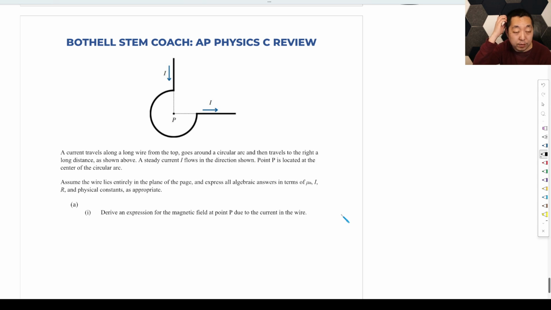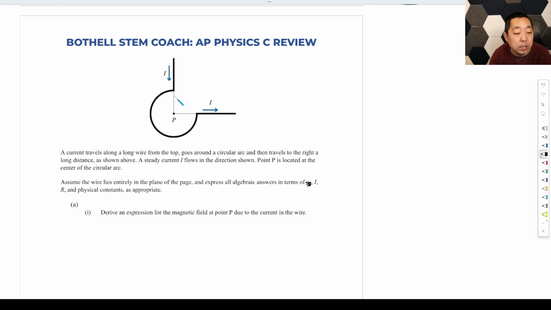All right, let's take a look at another problem. So here we have an example of where we're going to use Biot-Savart. Current travels along a long wire from the top, goes around a circular arc, and travels to the right a long distance as shown. Steady current I flows in the direction shown. Point P is located at the center of the circular arc. Assume the wire lies entirely in the plane of the page. Express all answers in terms of mu naught, I, R, and physical constants as appropriate.